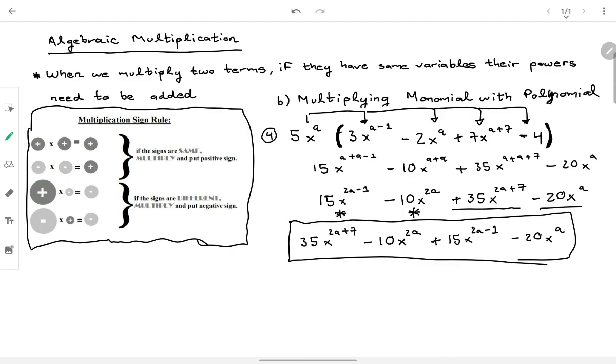So that will be it for today. It's a very simple topic. Only remember that when multiplying, the exponents get added. And also don't forget the multiplication sign rule. If we get two positives or two negatives, our result is going to be positive. If we have positive and negative or negative and positive, our answer is going to be a negative one. And remember, when multiplying monomial with polynomial, at the end we will need to order our answer. So this will be it for today.